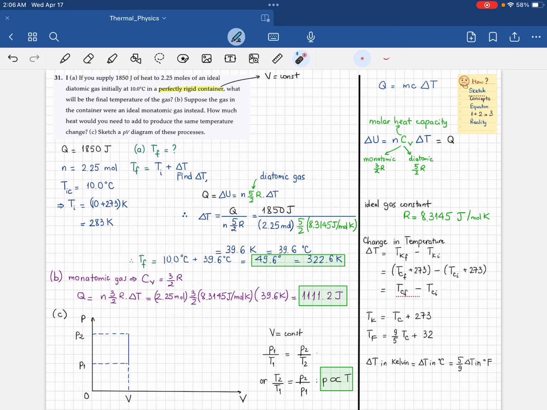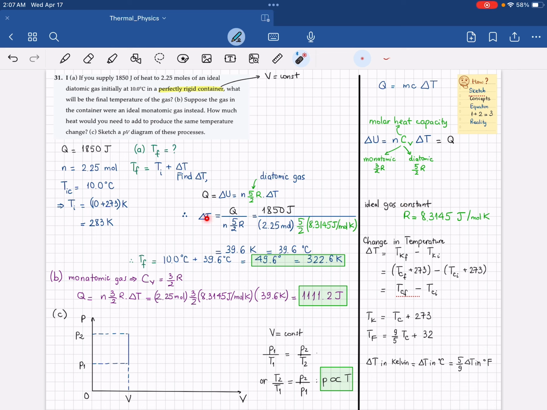So here this is a perfectly rigid container, so the volume will be constant. And since it's constant, the molar heat capacity for the gas differs between a monatomic gas and a diatomic gas: 3/2 R or 5/2 R, with R as the ideal gas constant with this value.